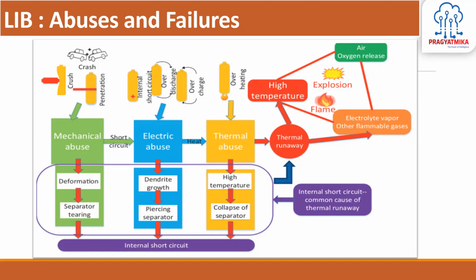So this is the complete process that happens when a cell gets heated. That is what a thermal runaway is. In this process, first your separator will get vaporized. It will get torn off, and short circuiting starts happening. Internal short circuiting is the common cause for a thermal runaway.